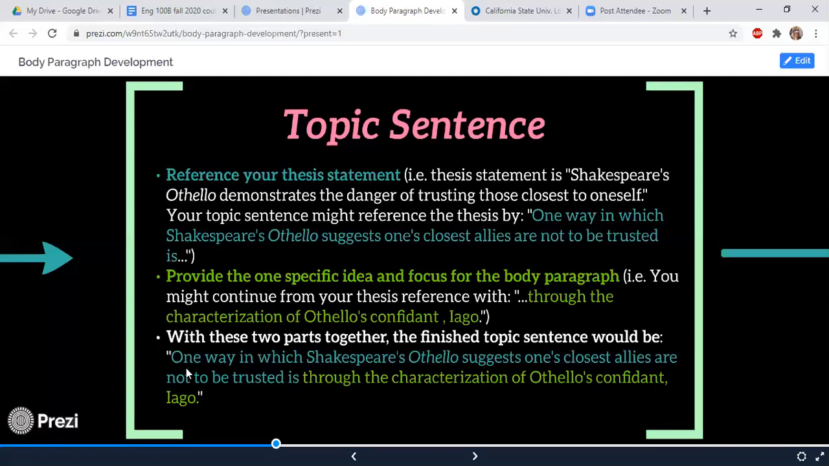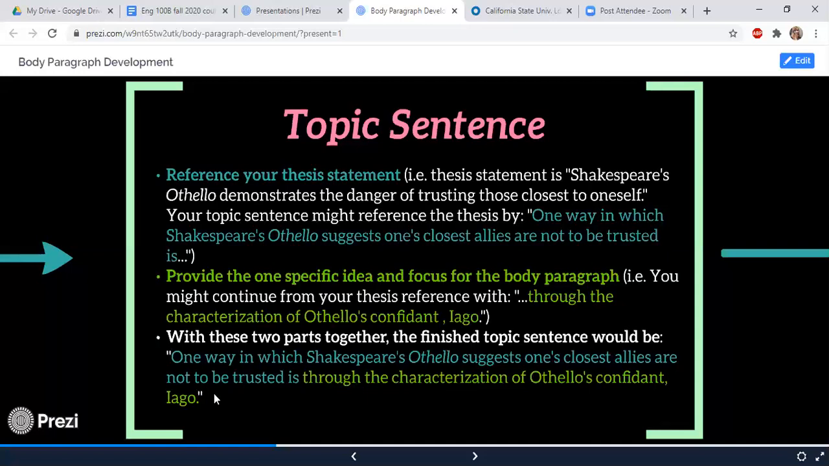Now, we also see framework like one way in which, before we go to the argument. This is really good signaling for readers so that we can keep in mind what's happening. We're looking at just one idea. In their second topic sentence, they might say something like, another way in which Shakespeare's Othello shows that those closest to a person should be questioned, or one should be skeptical of those closest to them, something like that, right? So you could start a second topic sentence with another way, right? The third one might be like a third way, right?